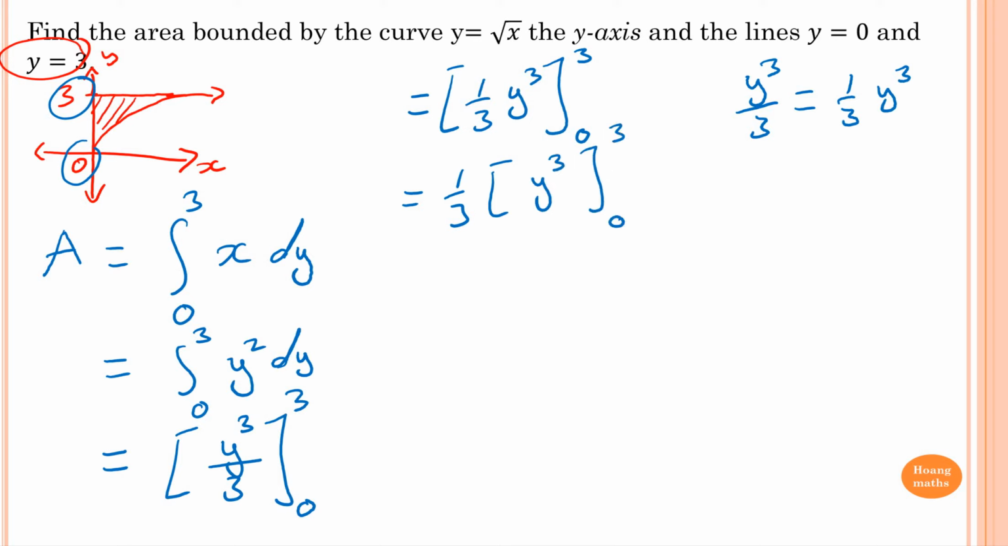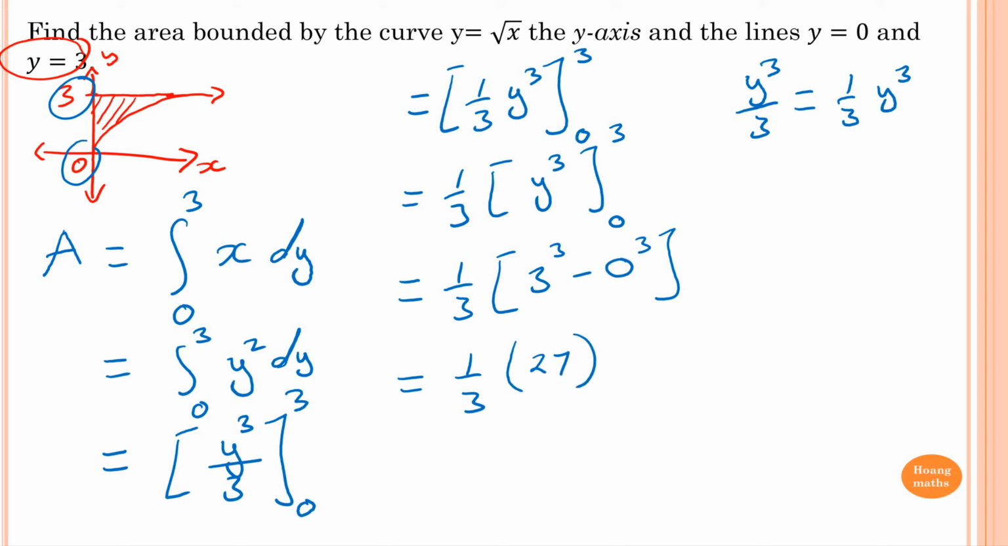So 1/3 of y power 3, where 3 is substituted for the y value, so which is 3 power 3 minus 0 power 3, which is 0. Otherwise, just write this first: 1/3, 3 power 3 is 27, 27 minus 0 is 27. So 1/3 of 27, which gives me 9 square units.